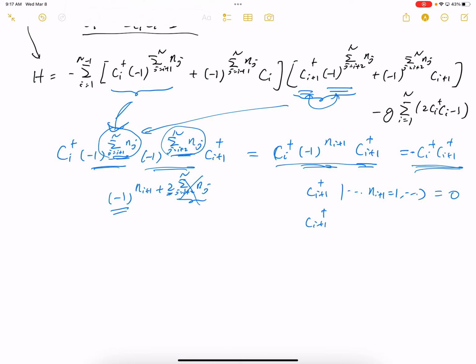And then in the case where you have 0 particles on the i plus 1 site to start with, then C_{i+1} dagger is going to create 1 particle. So you're going to end up with a state where n_{i+1} is equal to 1. This is the state you get after applying this creation operator. And then if you look at this phase, now you know that n_{i+1} has to be 1, so it always gives you a negative sign.